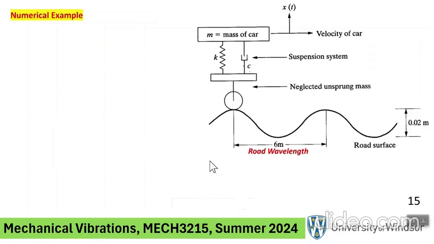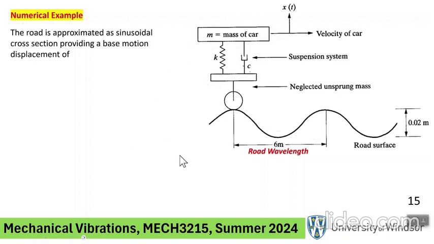Okay, let's do an example here. We have a suspension system of a modeled car displayed. The road is bumpy and is approximated as a sinusoid like that, with a peak-to-peak amplitude of 0.02. Now remember, this is not big Y, it's 2 times big Y. And there is a wavelength of the road which is 6 meters.